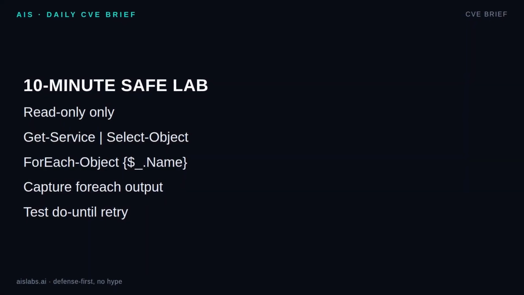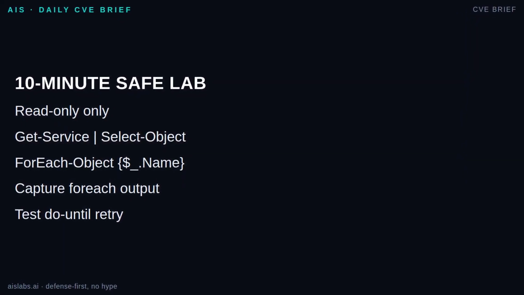Try this safely on your own machine, or a test virtual machine. First run Get-Service and pipe it to Select-Object -First 5. Then pipe the same 5 services to ForEach-Object { $_.Name }, so you can see the current item. Next, create $services = Get-Service | Select-Object -First 10. Capture $summary = foreach ($service in $services) { [pscustomobject]@{ Name = $service.Name; Status = $service.Status } }. View $summary. Finally, practice a wait pattern without changing anything. Set $tries to 0. Do a Test-Connection to localhost. Increment $tries. Start-Sleep 1 second until success or $tries reaches 3.